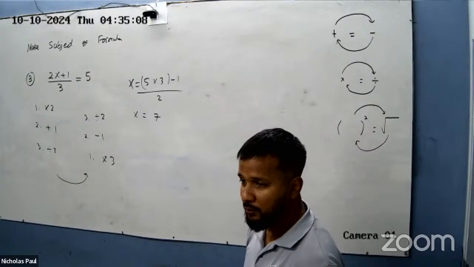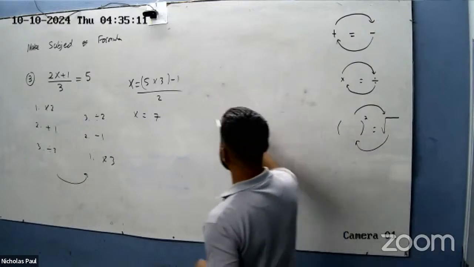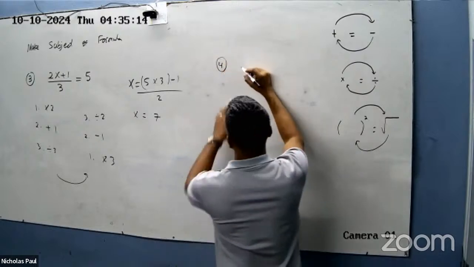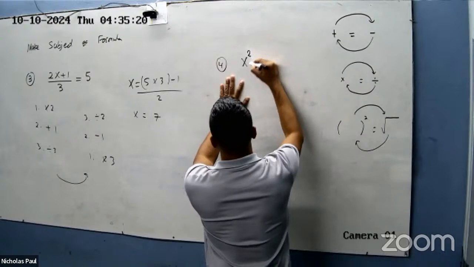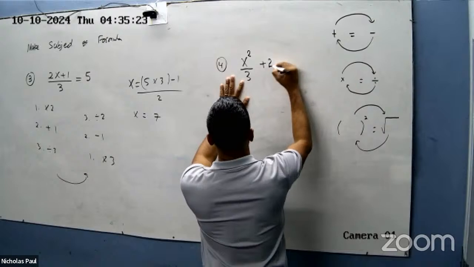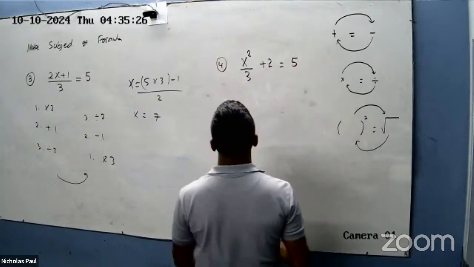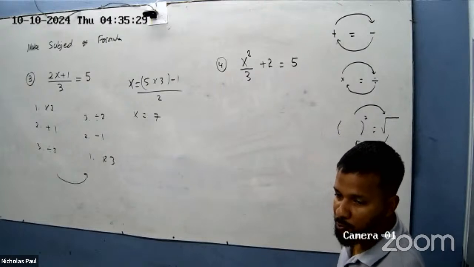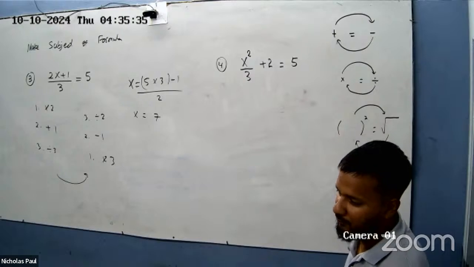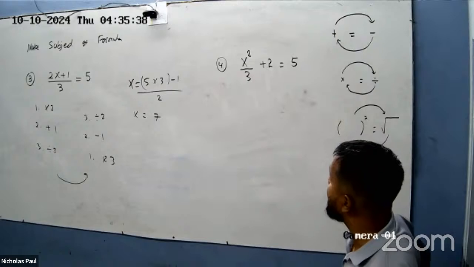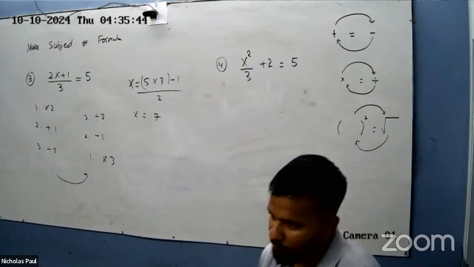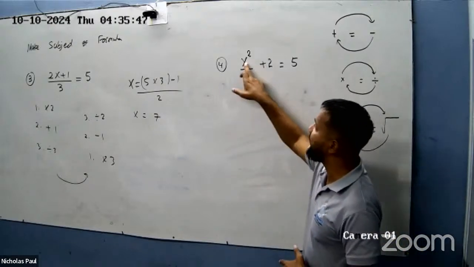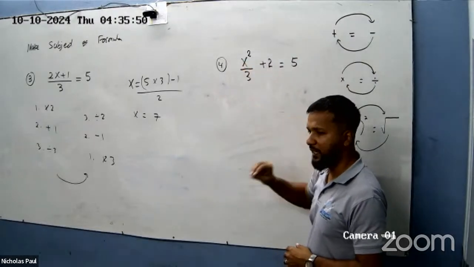Ready? Let's try one more now, a bit more complicated. Take your time, try this one. X squared over 3 plus 2 is 5. Right? So again, put a number for X and see what's the first thing you would do to work it out.